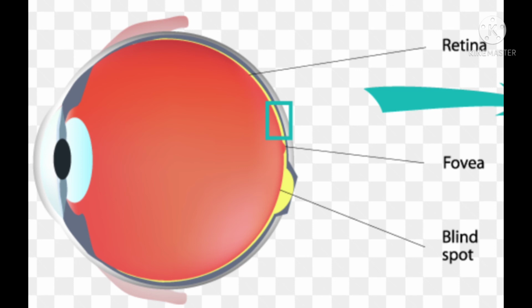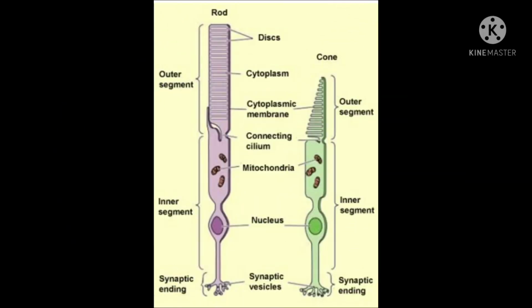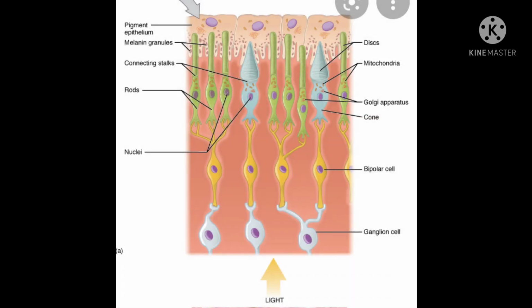Just above the blind spot is the yellow spot or macula lutea with a central depression called fovea centralis. It contains numerous cone cells and is the region of sharpest vision. The light has to pass through the ganglion and bipolar cells before reaching the rod and cone cells.